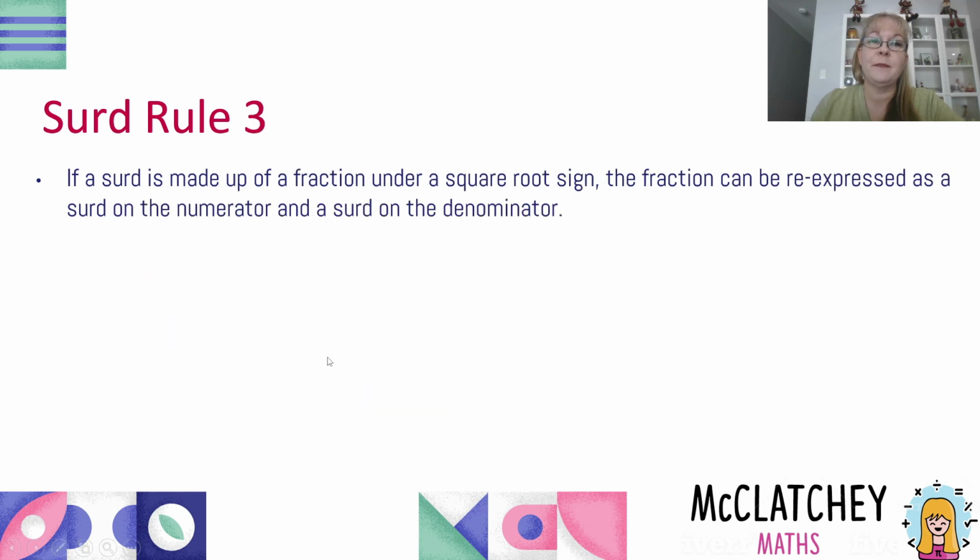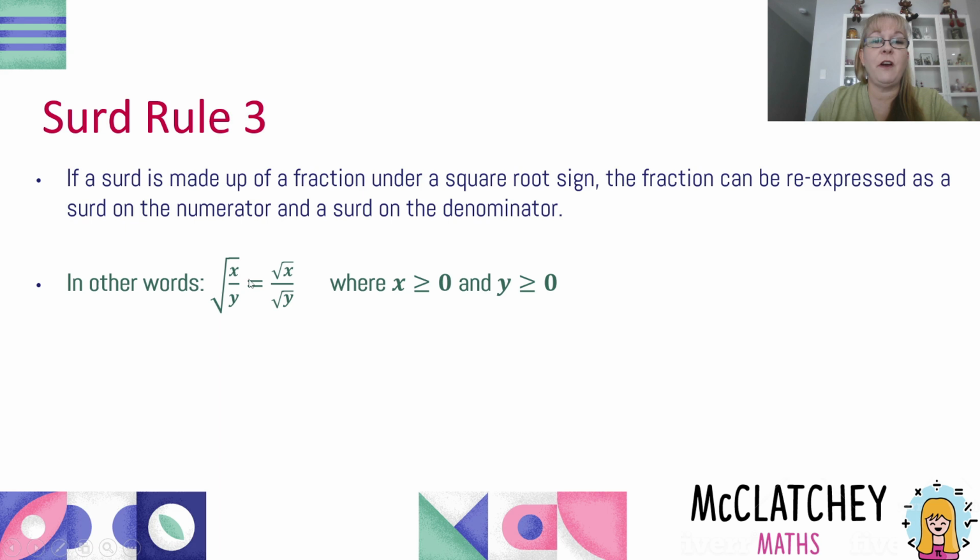This is an important skill that will enable us to simplify surds when we get to that part of this video. Our third surd rule is that if a surd is made up of a fraction under a square root sign, then we can re-express that fraction as a surd on the top as the numerator and a surd on the bottom, which is the denominator. So that would look like this. If I've got this fraction x over y underneath the square root sign, I could rewrite that as the square root of x over the square root of y, once again, where x and y are greater than or equal to 0. Another way of looking at that with numbers is the square root of 5 over 2. I can rewrite that as the square root of 5 divided by the square root of 2.